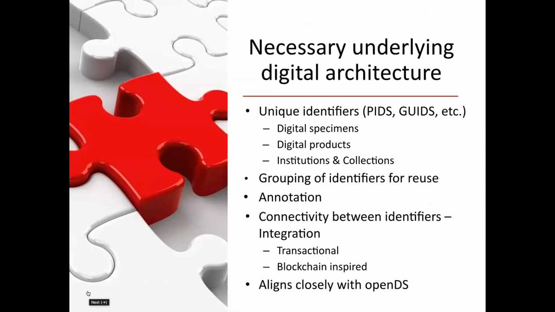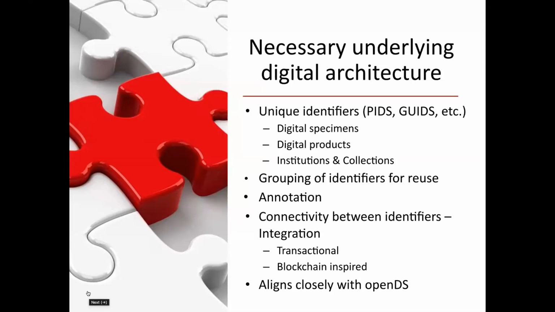There is also obviously a necessary underlying digital architecture that is associated with this. There need to be unique identifiers that identify all of these individual objects, be they PIDs, be they GUIDs, whatever the case may be. And these not only need to be associated with the digital specimens, but also all of the digital products that are associated with those specimens, as well as the institutions and collections from which these objects come. You need to be able to group these identifiers together in order to be able to reuse them. So being able to group a whole bunch of digital specimens together in order to reuse them in a publication.